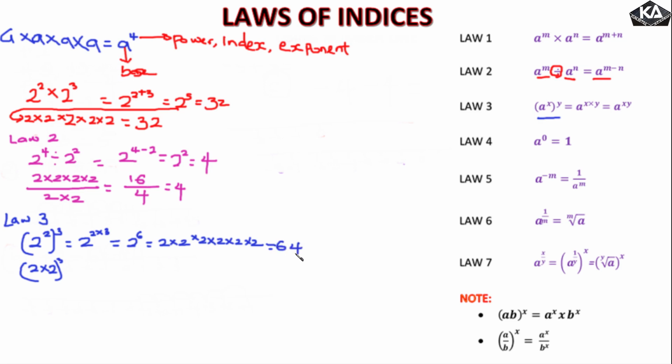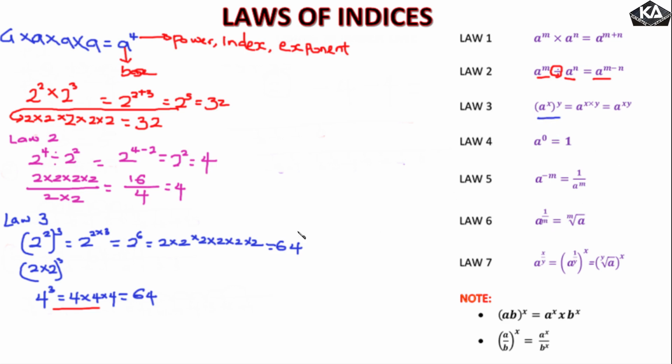But if you equally use this method, 2 times 2 is 4, 4 raised to power 3, then you have 4 times 4 times 4. That gets to what? Still 64. That's on law 3. Now, instead of going through all these processes, you can as well use the third law of indices that says you multiply the powers together when you have something like this.